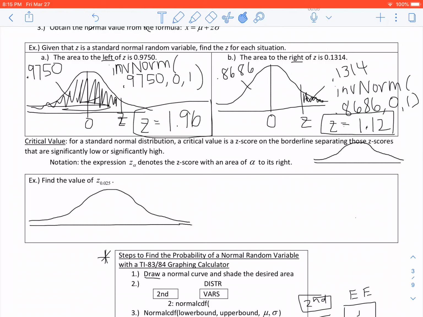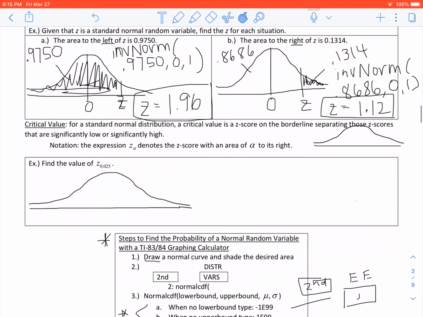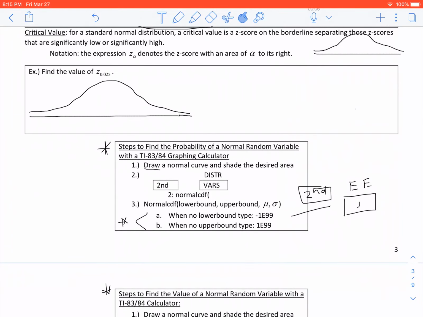So right underneath this, we have a critical value. So we're going to go ahead and star. And the critical value says, for a standard normal distribution, a critical value is a z-score on the borderline separating those z-scores that are significantly low and significantly high. So again, here we go. We see the significantly low and significantly high that we've been seeing over the past few chapters.